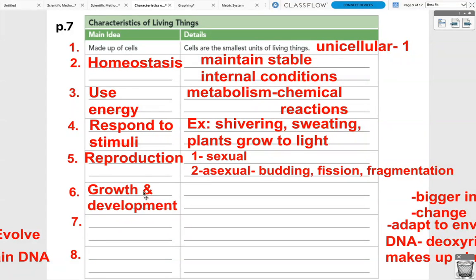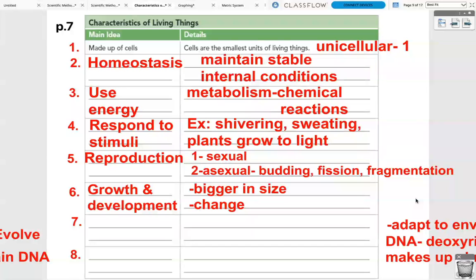Growth and development is another characteristic of life. Organisms have to be able to grow, so they get bigger in size, and they also have to develop, so they change over time. So, growth and development, those are both types of characteristics of living things. And, why we have 8 on our list. You could really divide that and really have 9. You can have growth and development as two separate parts there.